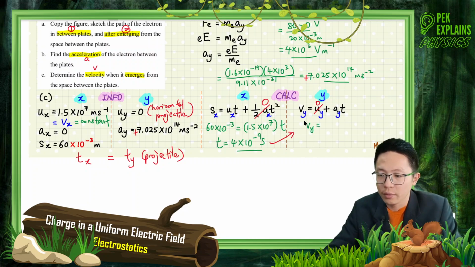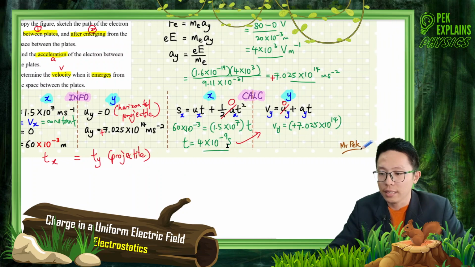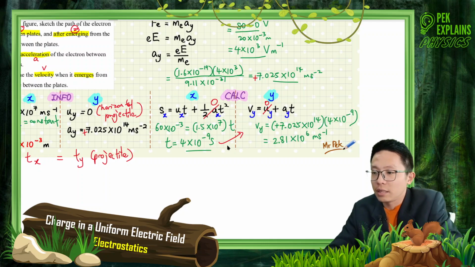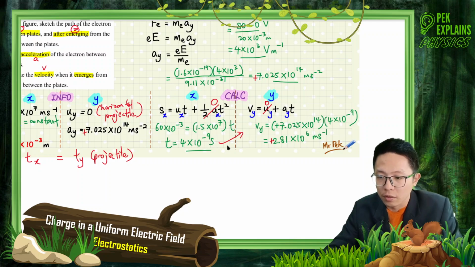Vy is equal to Ay. What is Ay? Ay is positive 7.2025 exponent 14. What's the time? The time is 4 exponent -9. So in the end, we will get Vy equal to 2.81 exponent 6 meter per second. This value is positive. Have we finished the question?